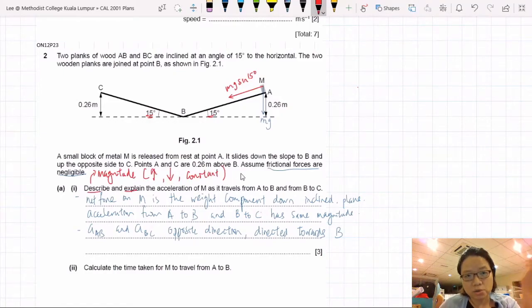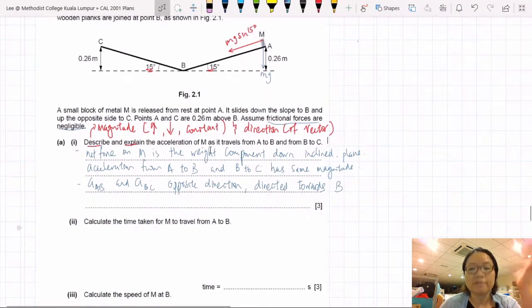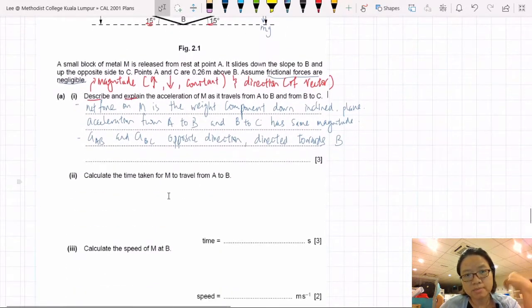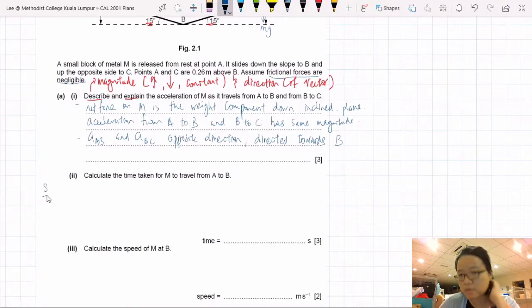Now, whenever you are asked to describe the changes, you talk about increase, decrease, constant, and the direction. If it's a vector, talk about the direction, like what I did. Okay? Constant, the same magnitude. Alright?